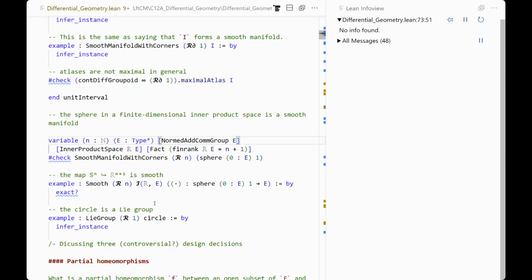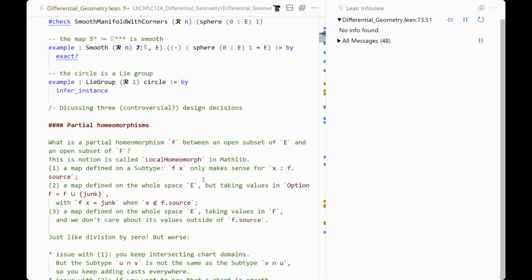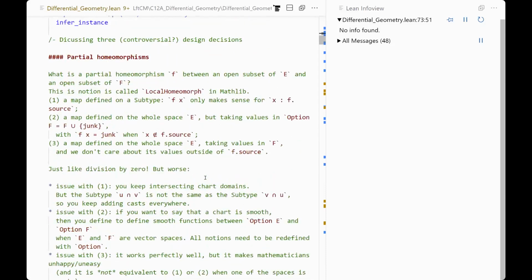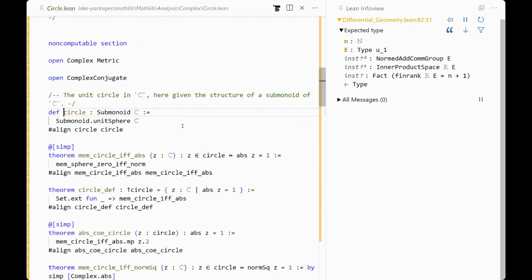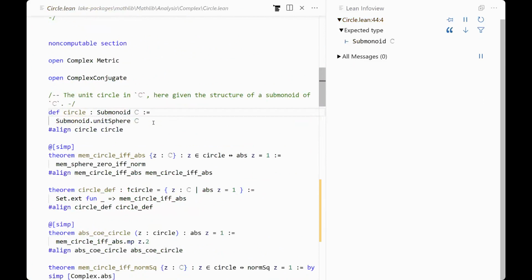Okay, so now let's dig into some of the definitions of the things I mentioned. And circle is just a synonym for, yeah, I can jump to it. It's the unit sphere in the complexes. Okay. Yep.